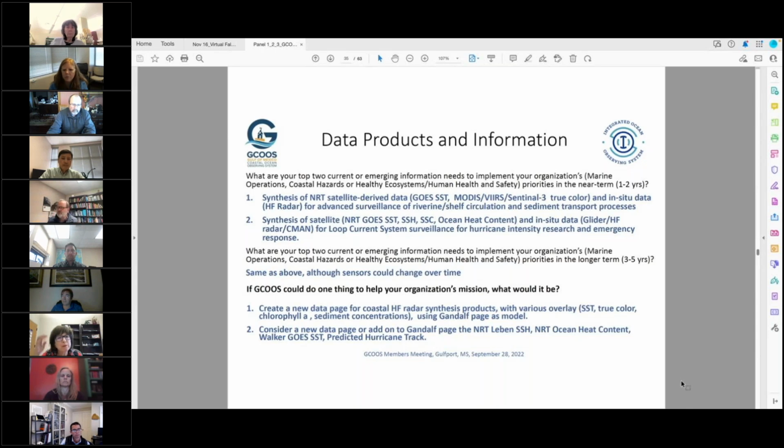In summary, I believe that many GCOOS user groups, including the U.S. Coast Guard, would benefit from ready access to a Gandalf-like webpage, specifically developed for the HF radar current systems in the Gulf, which are more coastal systems, or alternatively, an expansion of the satellite-derived products on the Gandalf page. Thank you.